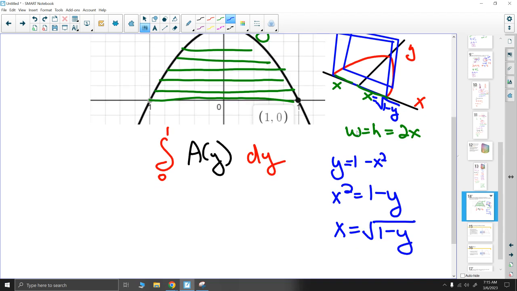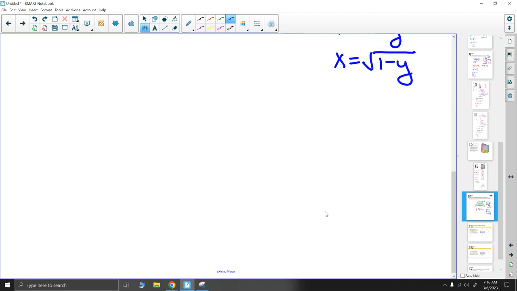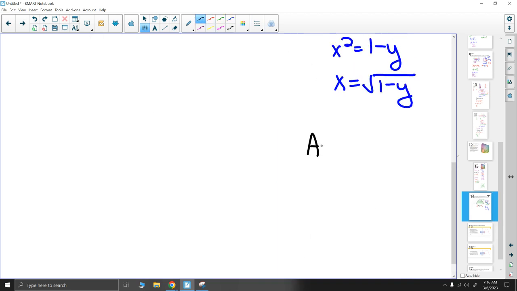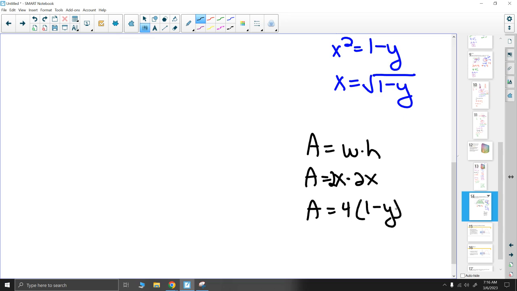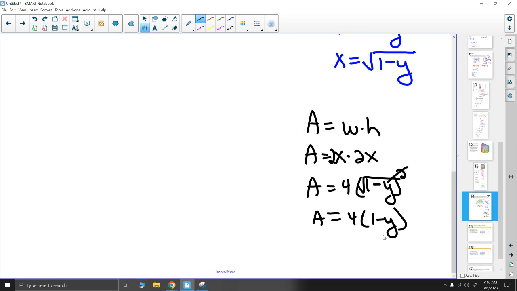And so the area of a square is side times side. So it's going to be 2x squared. So again, area is side times side. So that means area is 2x times 2x. So in our case, in terms of y, area is 4 times the square root of 1 minus y, squared, which is just area is 4 times 1 minus y. So that means the area of our square face is 4 minus 4y. This is the area of any particular face with respect to y.